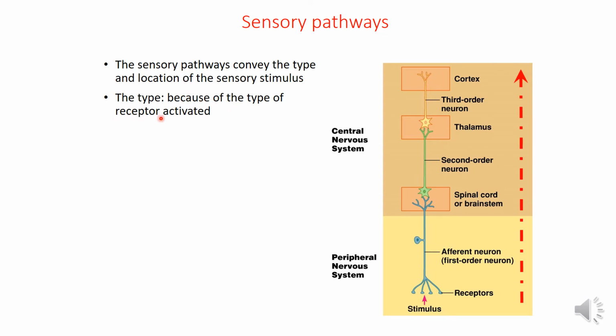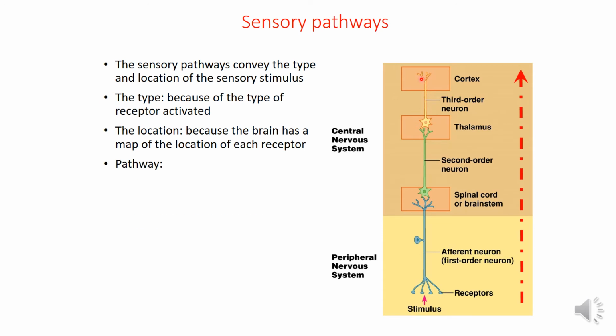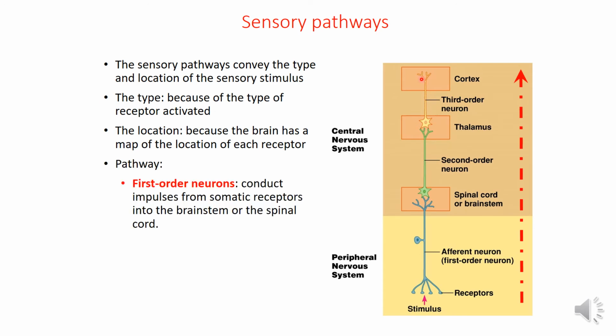The type is identified because of the type of the receptor activated. The location is identified because the brain has a map of the location of each receptor. So the sensory pathway carries the information coming from the receptor to identify the type and the location of the stimulus. Each type of receptor has a specific type of stimulus, and each type of sensation has a specific pathway, known as the labeled line principle, to reach a specific area in the cerebral cortex. The pathway is usually for the somatic sensation.